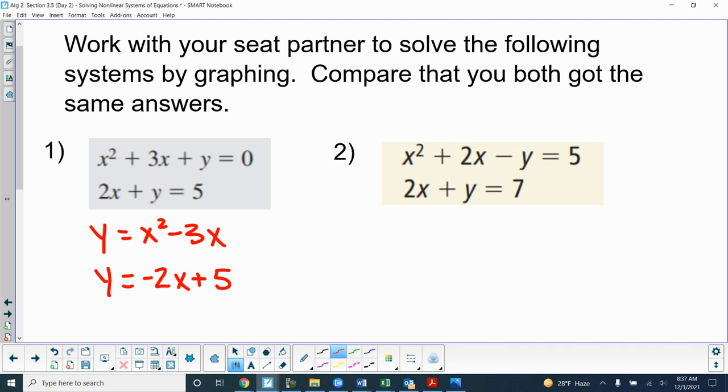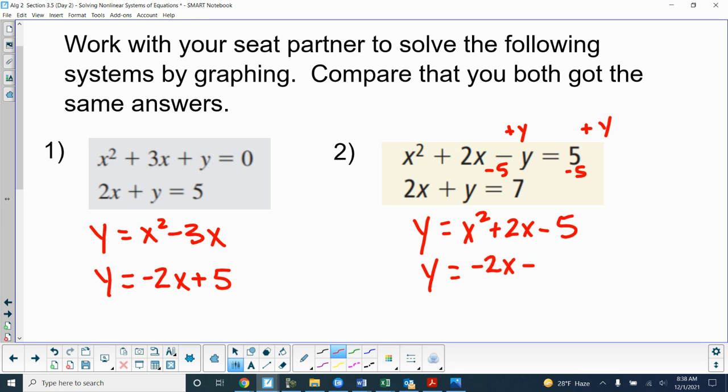But here, since it's a negative y, I'm going to add it over so it becomes positive. And I'm going to take the 5 over by subtracting. All right, so I still like to put y on the left, but the x squared would stay positive, and the 2x would stay positive, and then the 5 becomes negative. So make sure your 5's negative. And then here we're just subtracting the 2x like we did over there. But we got a plus 7 this time. Okay? And then we just put them in our calculator.